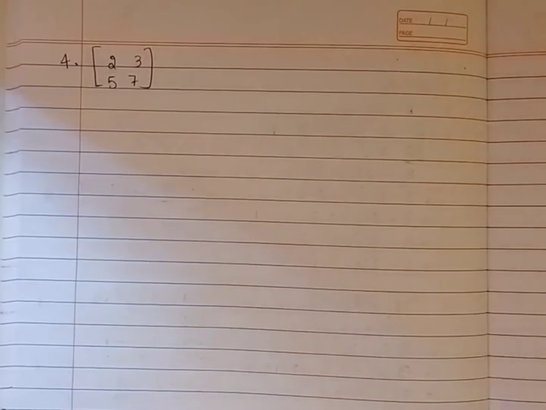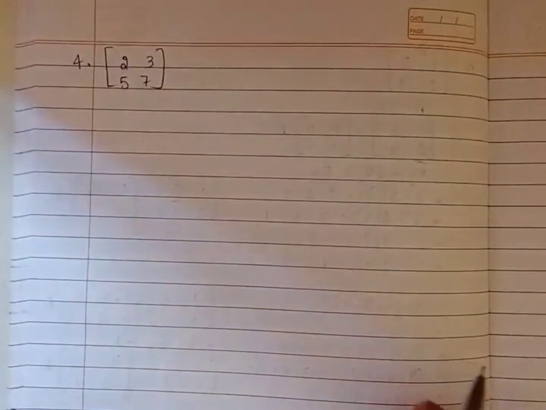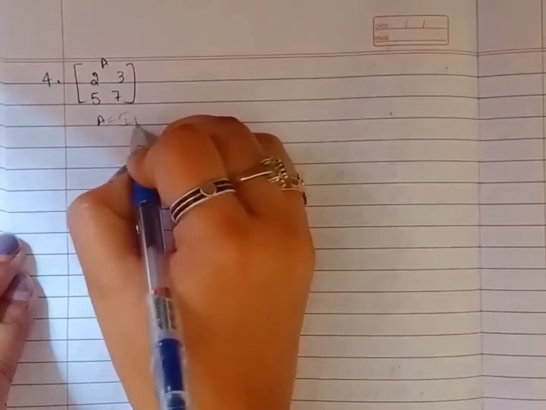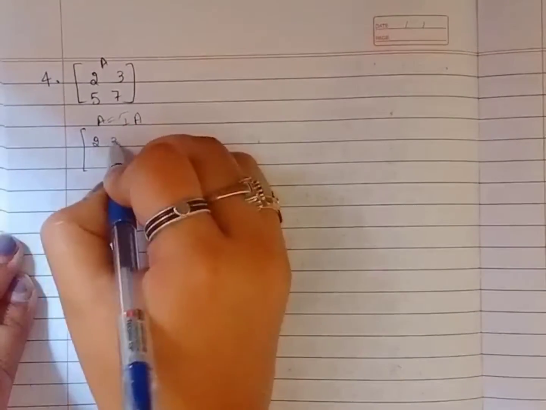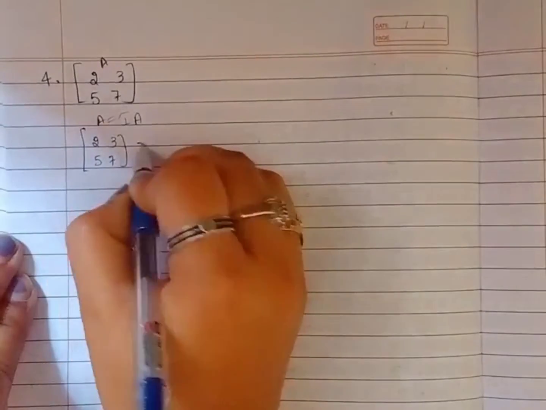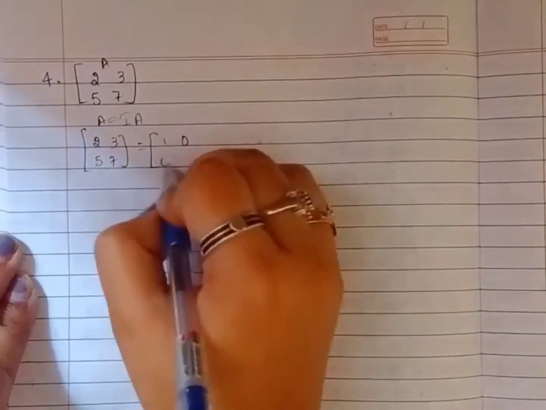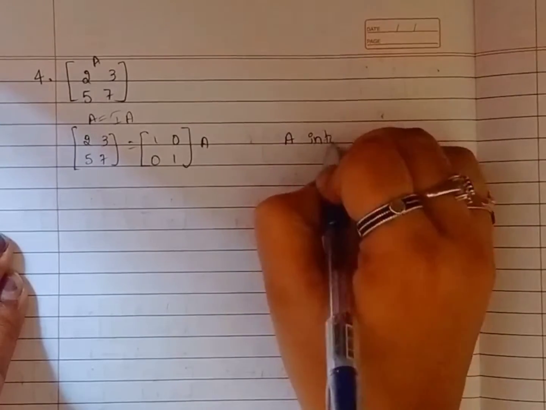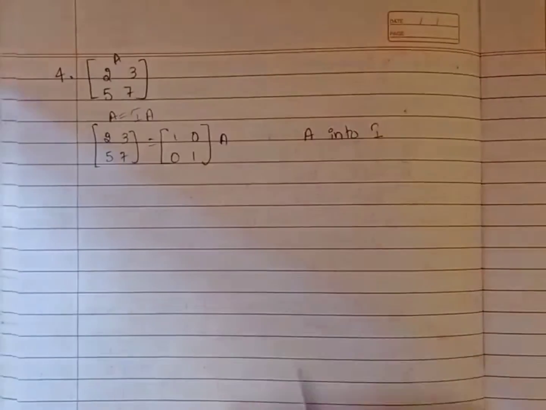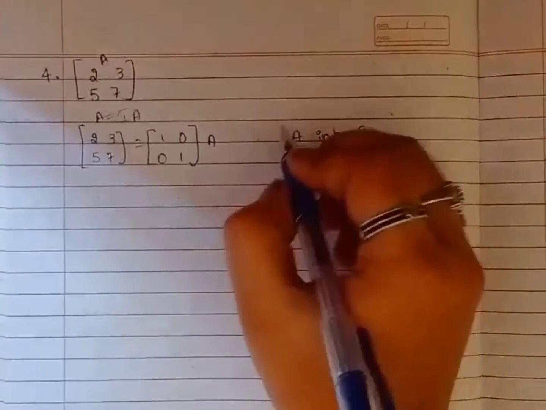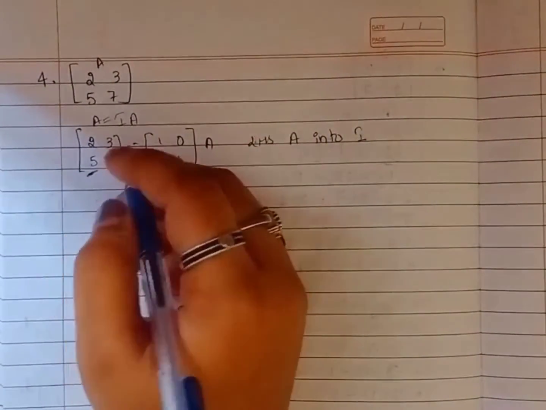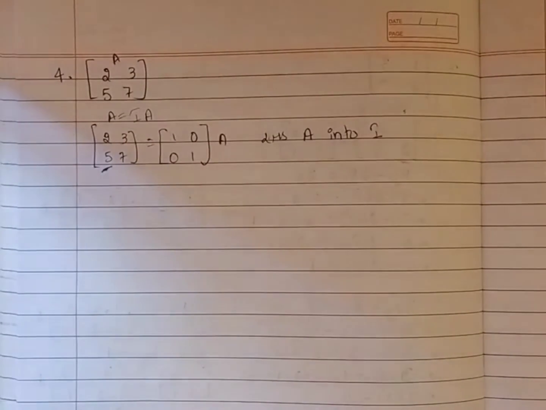This is the fourth question, which is given as 2, 3, 5 and 7. Let this be matrix A. For that, first we have to consider A is equal to IA. That is 2, 3, 5, 7, which is equal to 1, 0, 0, 1 into A. Now we have to change A into I, that is, the left hand side A into the identity matrix. For that, first we'll consider this element and change that element to 0.